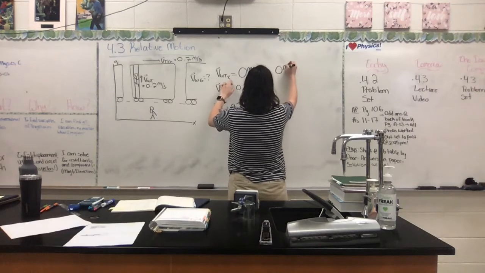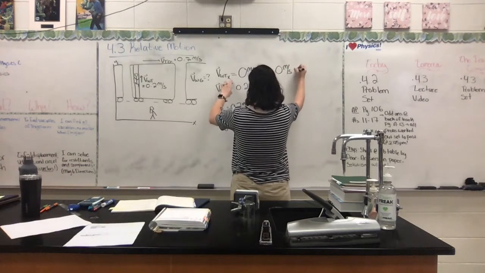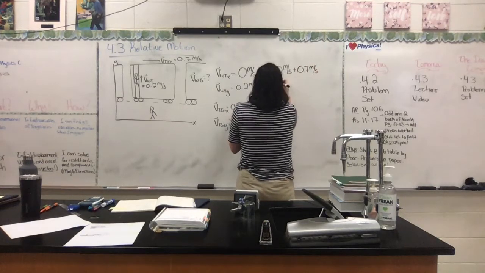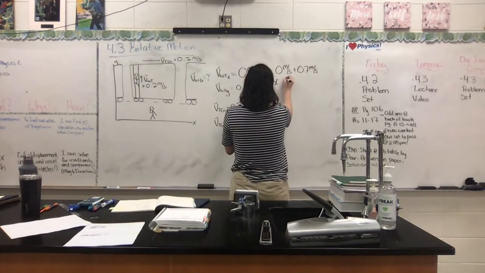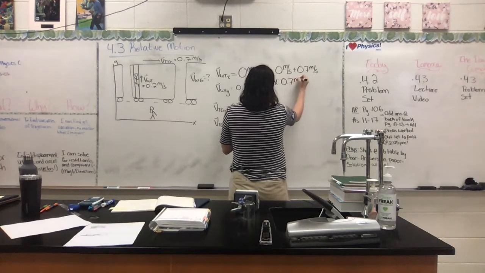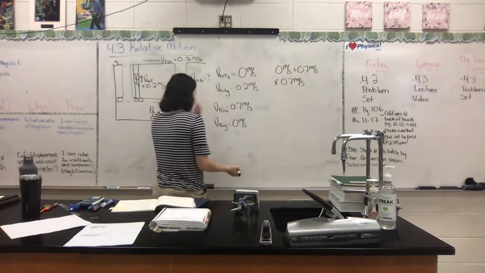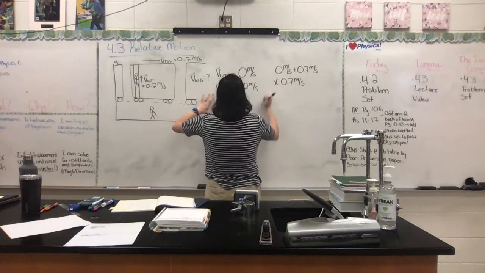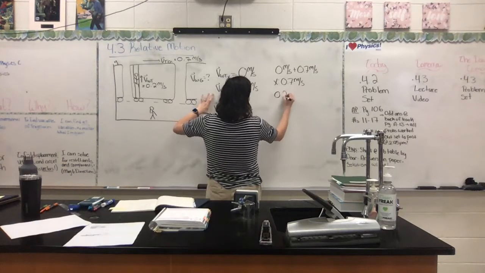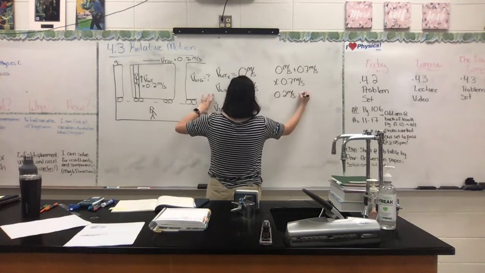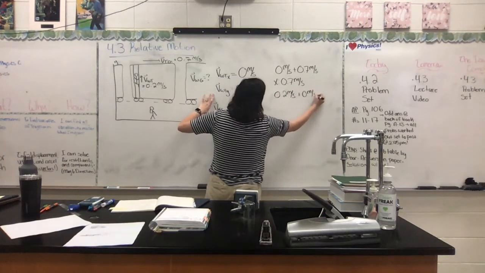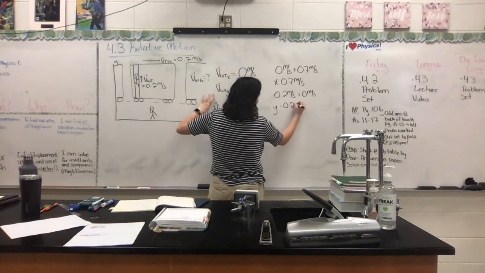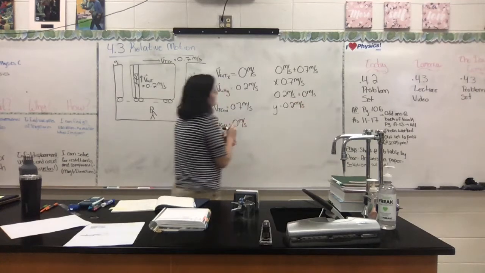We'll have 0 meters per second plus 0.7 meters per second, which means that our x component for this one is going to be 0.7 meters per second. Then we need to add together the y's. So for the y, we are going to have 0.2 meters per second plus 0 meters per second, which means that our y is going to be equal to 0.2 meters per second.